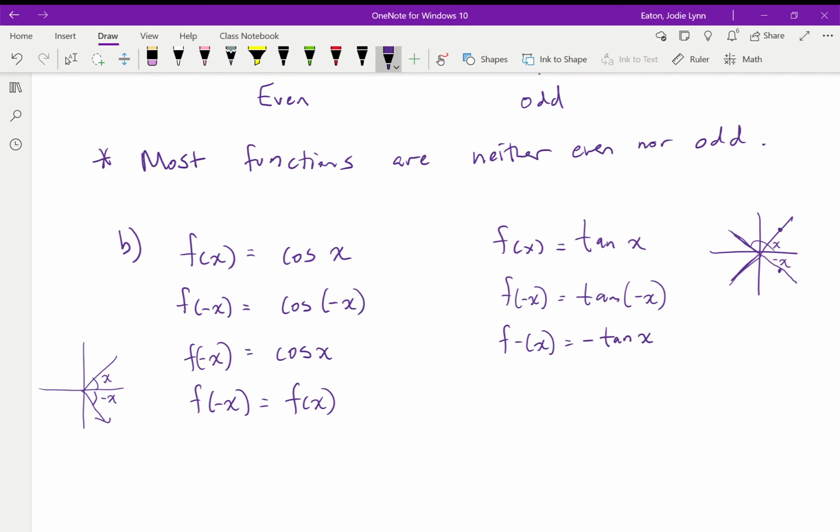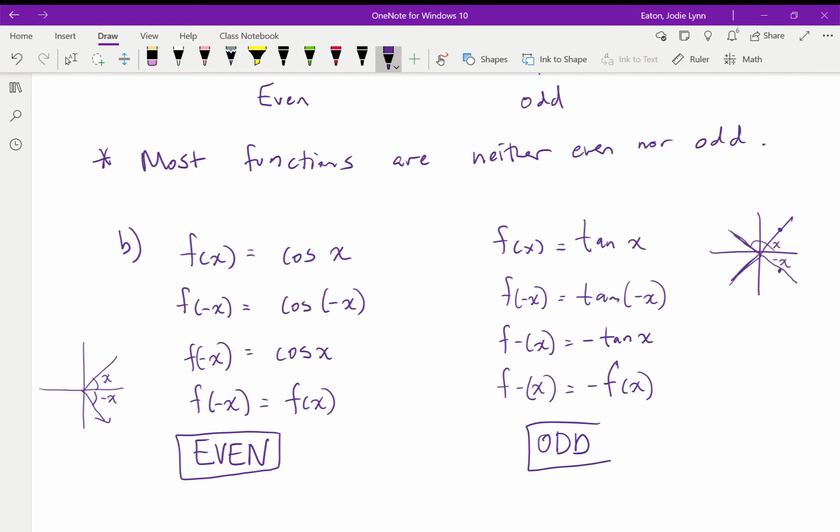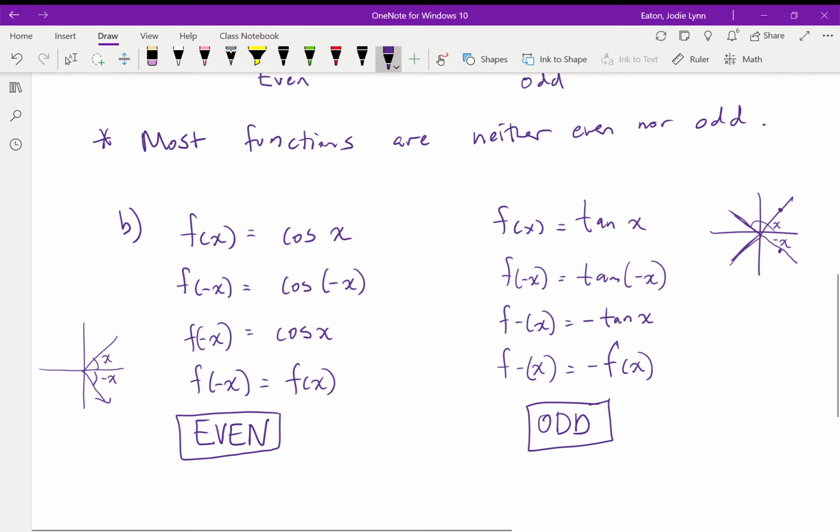And so we get f of negative x equals negative f of x. So the one on the left, we get f of negative x is equal to f of x. This is even. And here we have f of negative x equals negative f of x, meaning this one is odd.